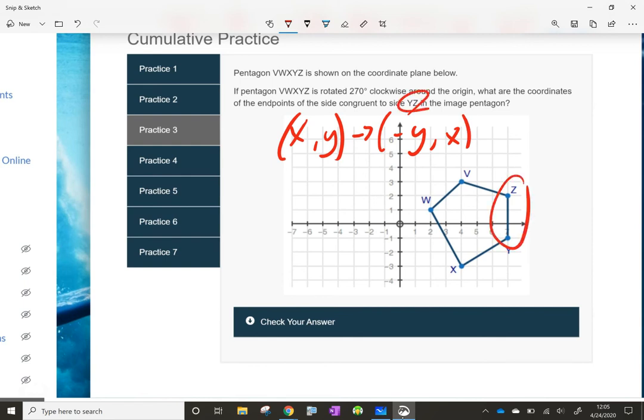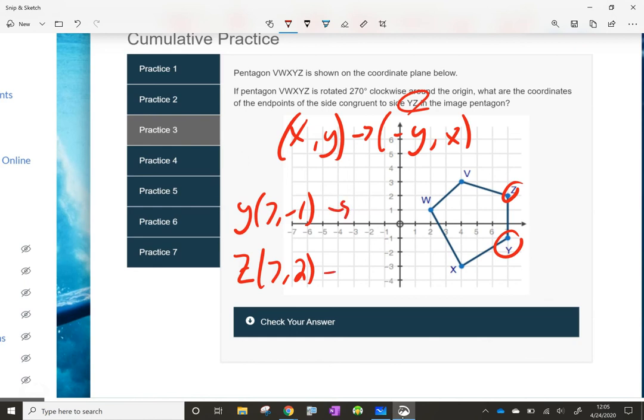So YZ is here. So let's write down the ordered pairs. Y is at the point 7, negative 1. And Z is at 7, positive 2. So if we apply the rule here of changing the sign of Y and then keeping X, this would become a positive 1, 7, because we're changing the sign of the Y value and writing it in the X place. We're changing this to a positive and writing it in the X place. And then the X value stays the same, just becomes Y. So X was 7, so it stays at 7, but just as the Y value.